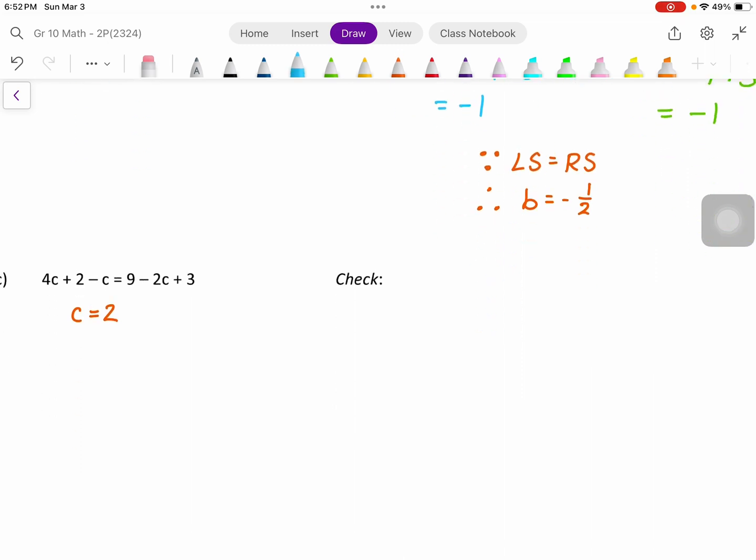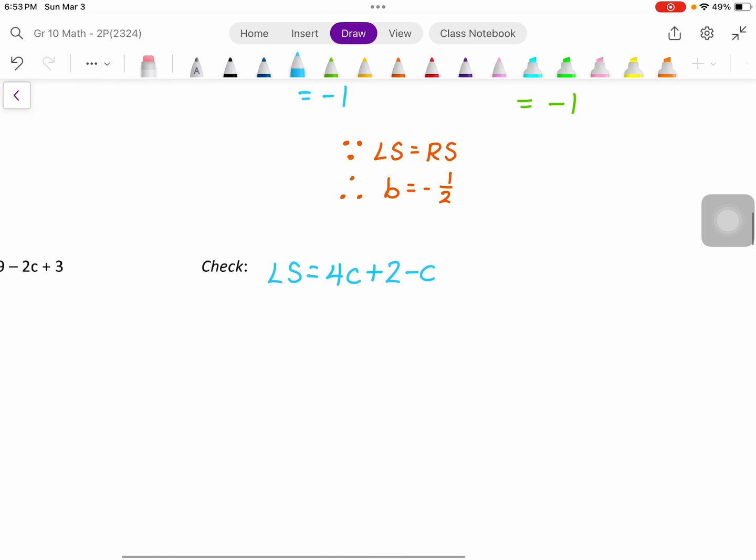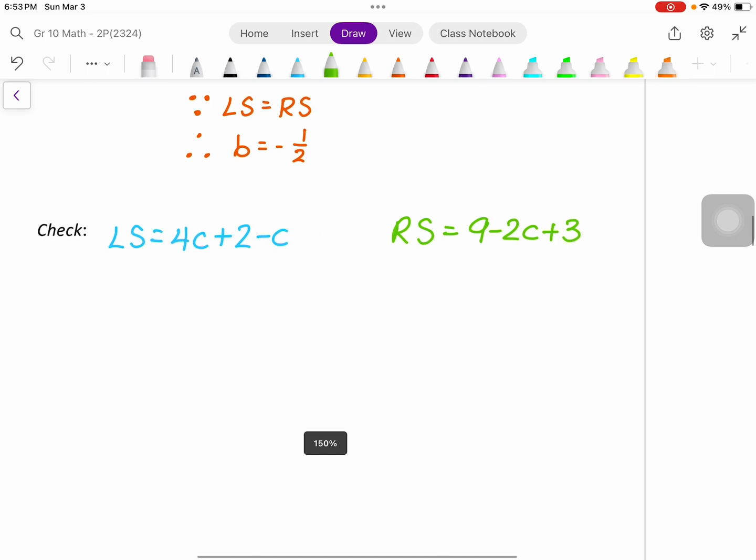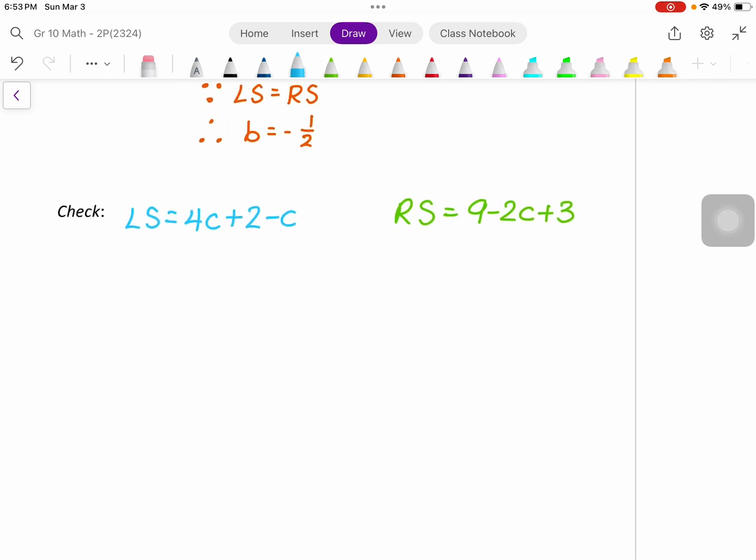And our last one, our left side is equal to 4c plus 2 minus c. And our right side is equal to 9 minus 2c plus 3. And c equals 2. So let's check to see if that's correct. So 4 times 2 plus 2 minus 2. 4 times 2 is 8, plus 2 minus 2, 10 minus 2, that's equal to 8.